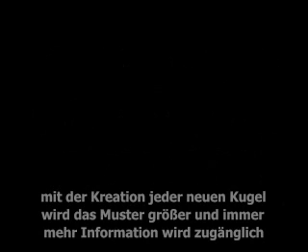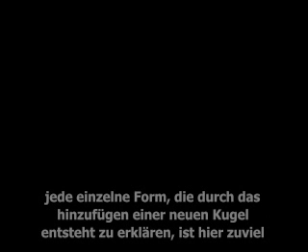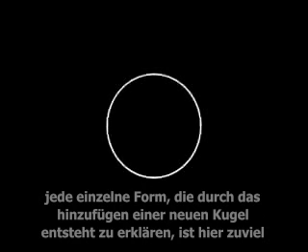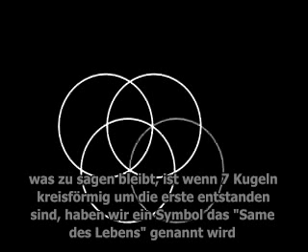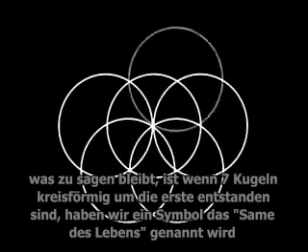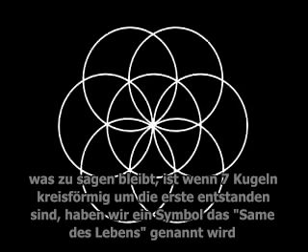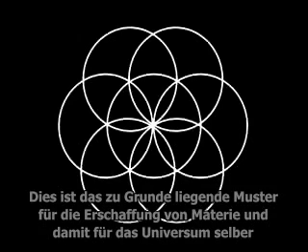At the creation of each new sphere, more and more patterns or information become available, such as the vesica piscis mentioned earlier. The patterns contained within after each new sphere is added is far too extensive to cover in detail. All that remains to be said is after 7 spheres have been created in a vortex-like motion, what we have as a result is known as the seed of life. This basic pattern lays the foundation for the creation of matter and the universe itself.